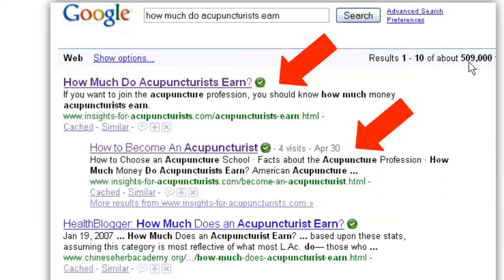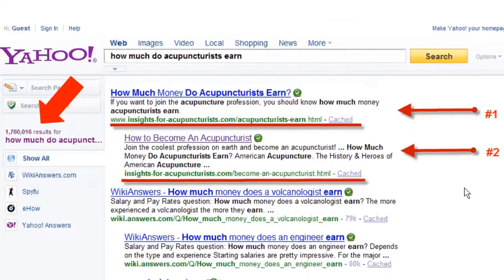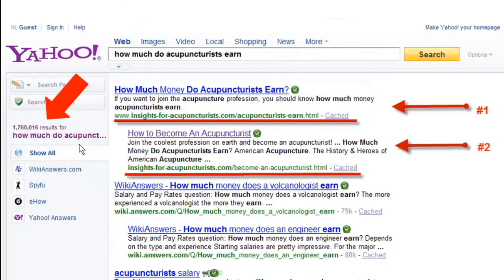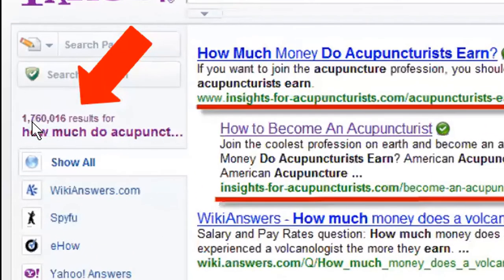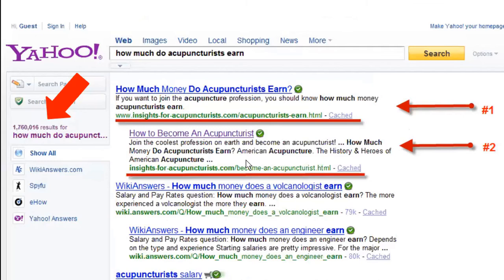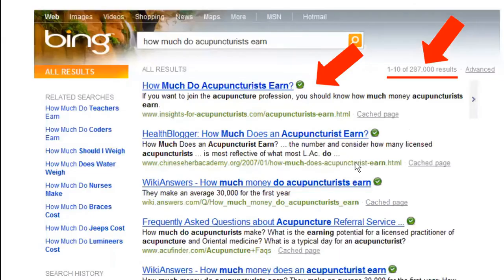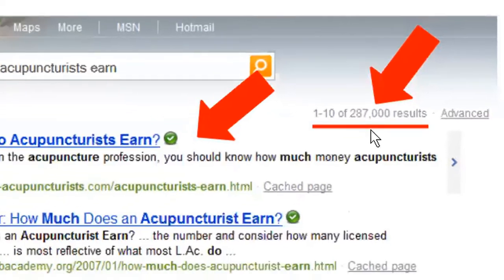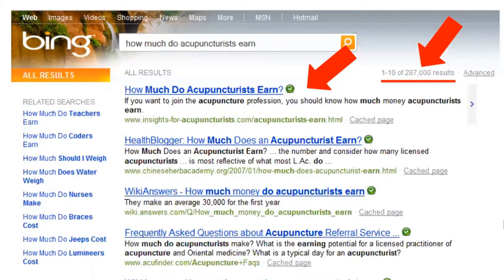But out of 509,000 websites on the web, actually it was more than that, it became the #1 page for that search phrase. How much do acupuncturists earn? And in Yahoo, at the time, was the #2 search engine. Out of 1,760,000 websites, it was the #1, and they also put another page on my website as the #2 page. So you could see this was on Bing. It was the #1 out of 287,000 websites. So I was able to get quite a bit of traffic to come to my website.